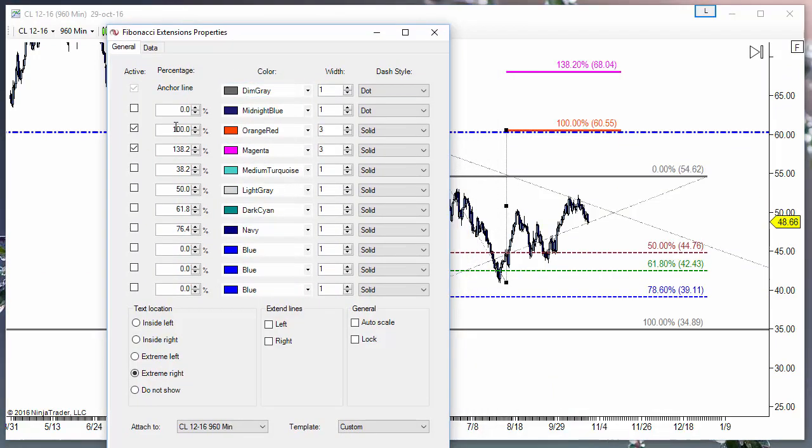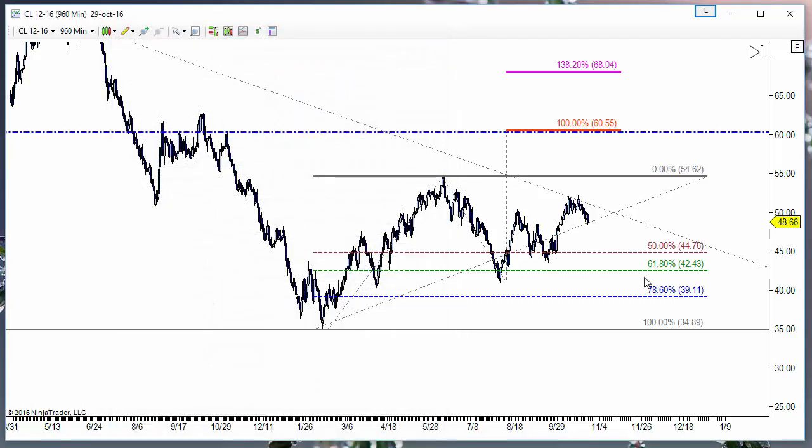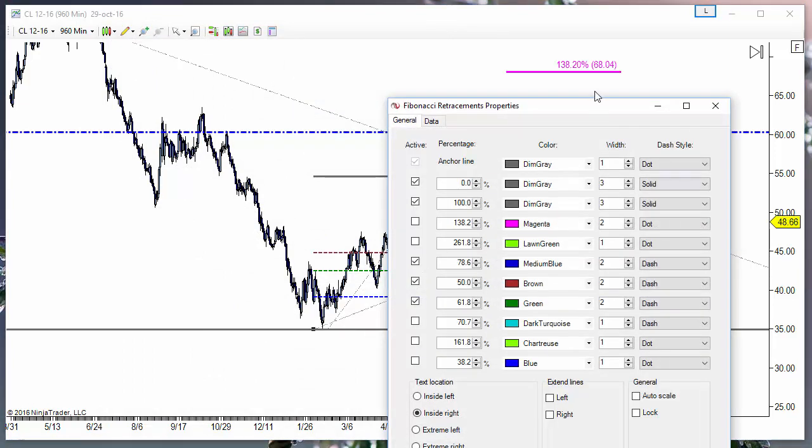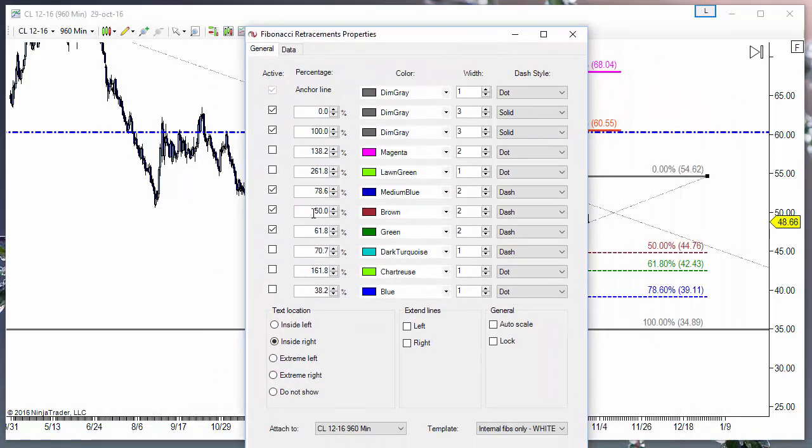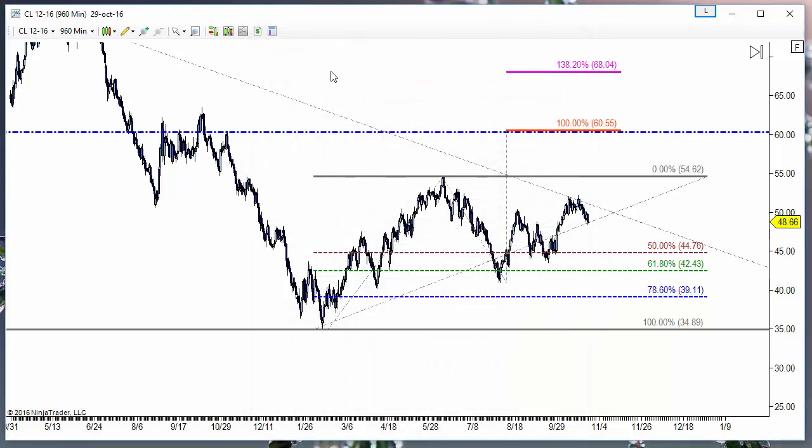On the extensions, I usually use the 1-to-1 and the 138. For the retracements, I mostly use the 50, 78.6 and 61.8. Sometimes I also add the 38.2.